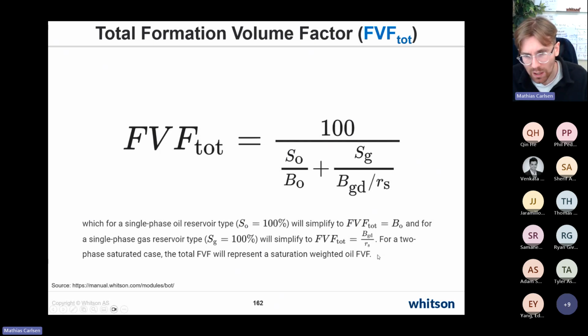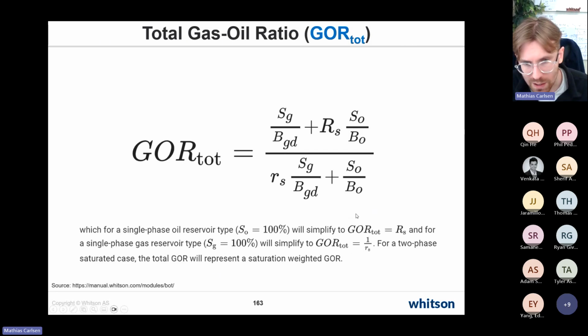And if it's anything in between, you have two phases, for instance, it will just be a saturation weighted average of the two. For a total GOR, it's the same thing. If it's 100% oil, your GOR is equal to RS. And if it's 100% gas, it will simplify to 1 over RS.